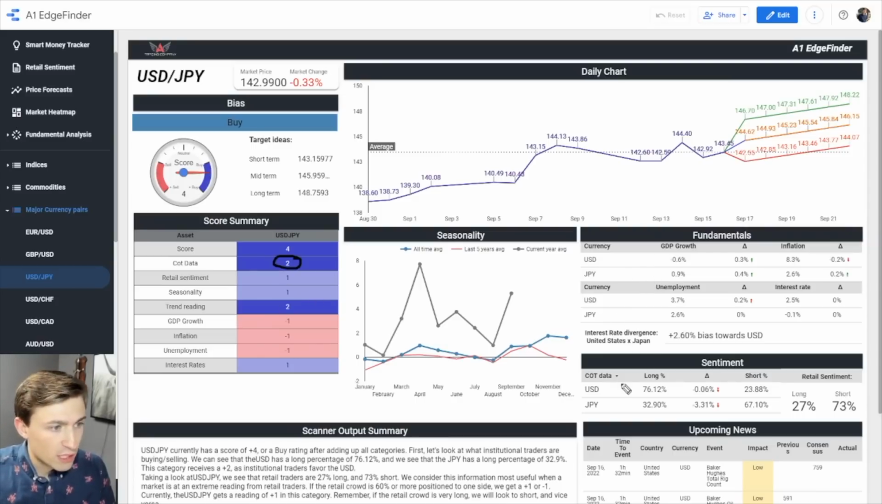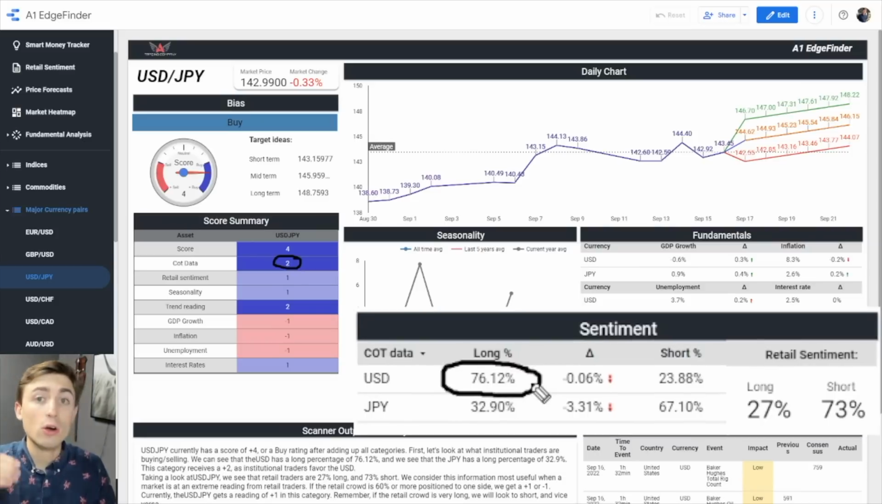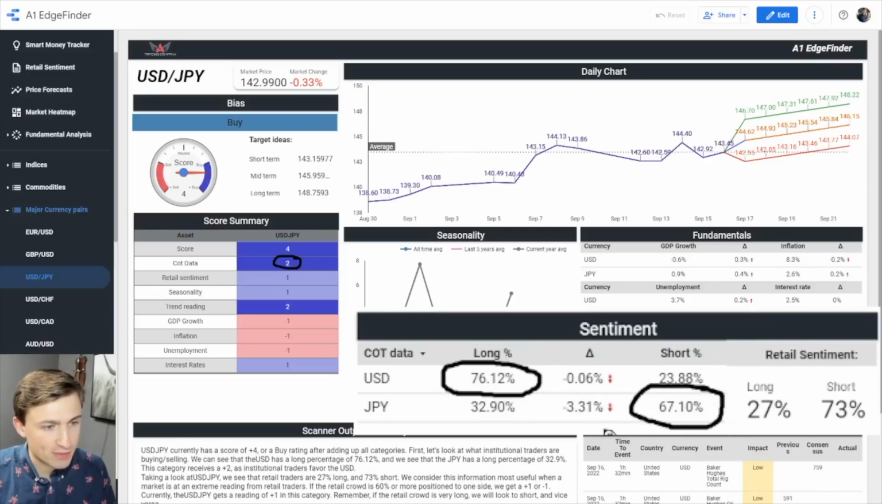When we look at it right here, what you can see is that the Commitment of Traders data shows that the US dollar, 76% of open futures contracts are oriented to the long side, showing us that smart money, if you will, for lack of a better term, is long. And if we look at the Japanese yen, it's actually the opposite. They're very short biased on the Japanese yen.